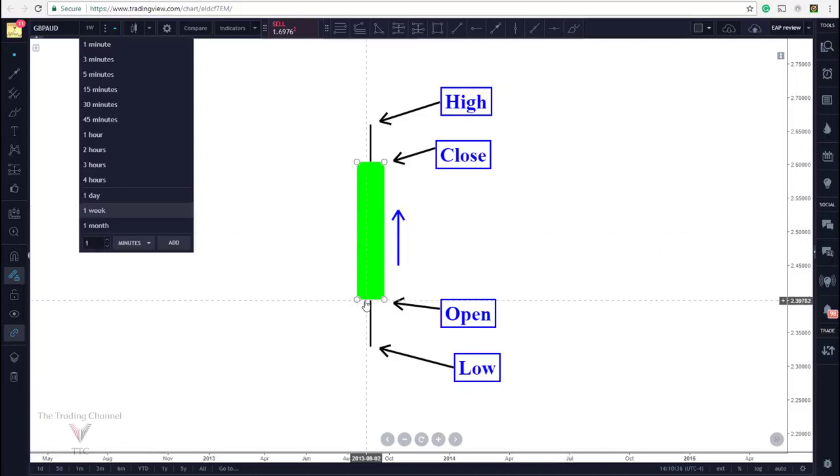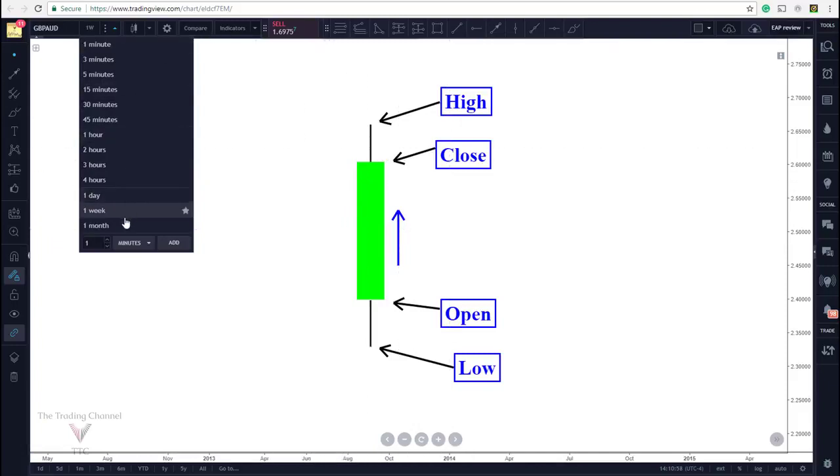We would have the open of a candlestick every 60 seconds on that 1 minute candlestick chart. We would have price fluctuating within those 60 seconds down to the low, up to the high, and then we would also have a close of a candle every 60 seconds. So each one of these candlesticks would represent 60 seconds on a 1 minute chart.